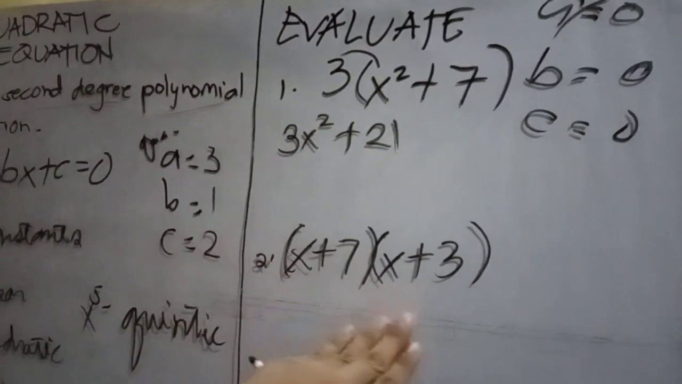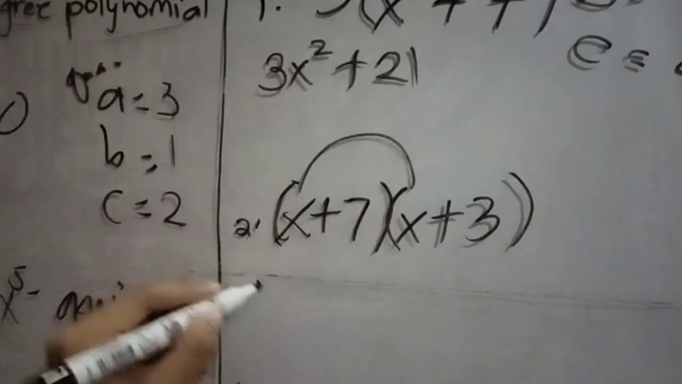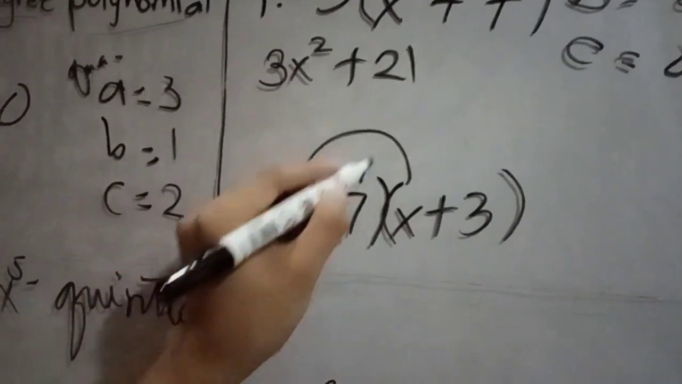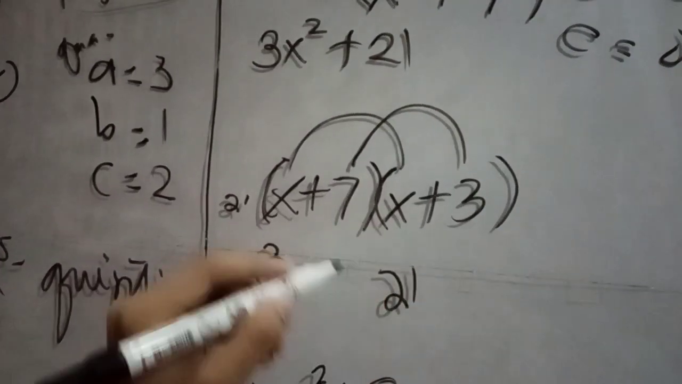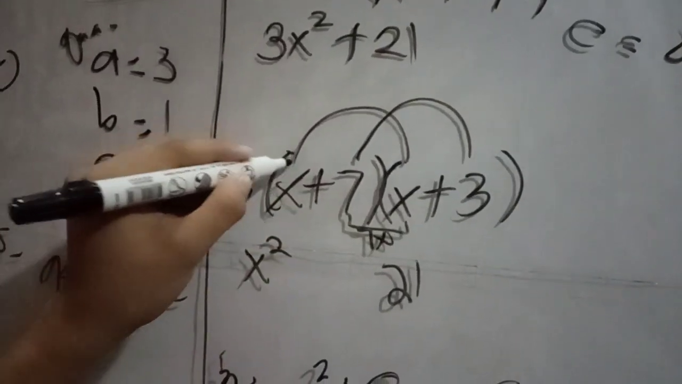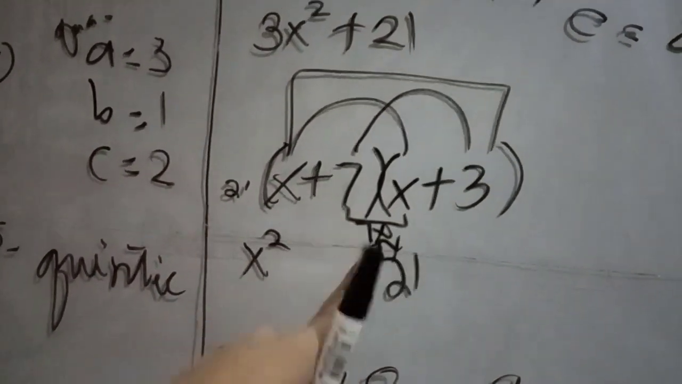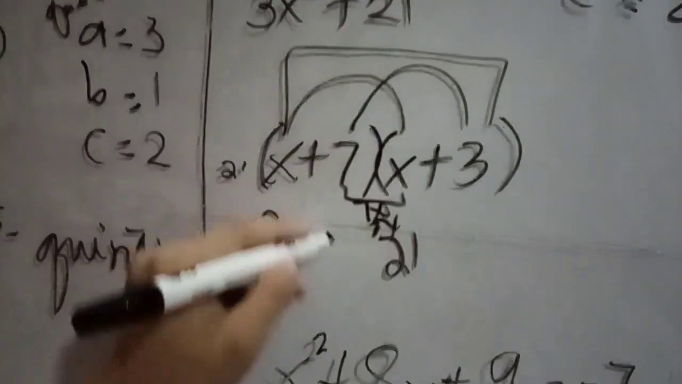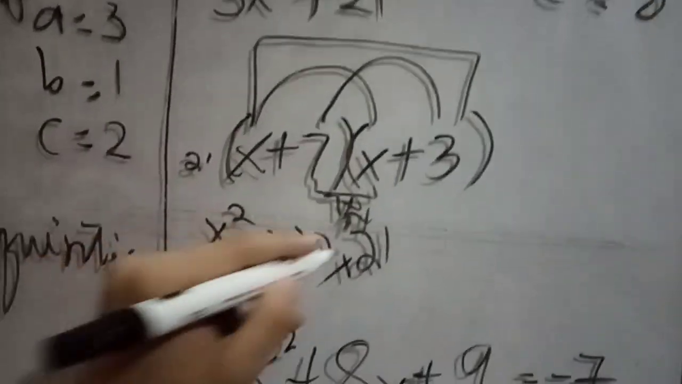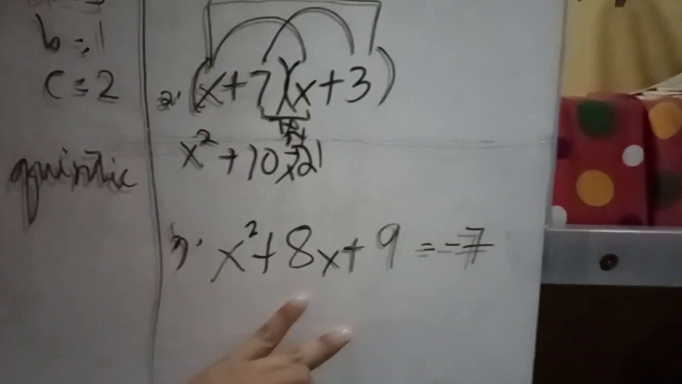Next, so now, next example. x plus 7 times x plus 3. So now, x times x is x squared. So, 7 times 3 is equal to 21. Next, 7 times x is equal to 7x. Then, x times 3 is equal to 3x. So now, 7x plus 3x is equal to 10x. So now, by their signs. Next, how about this term?